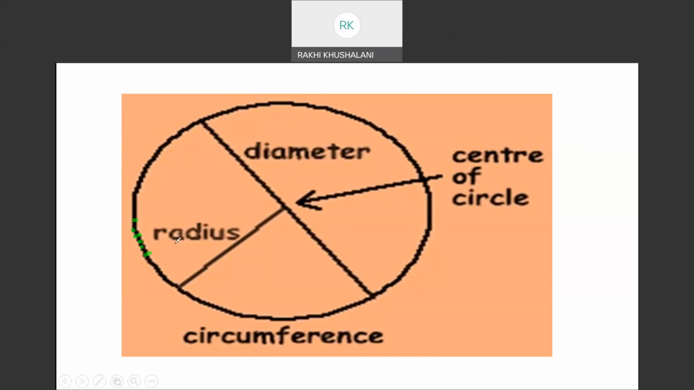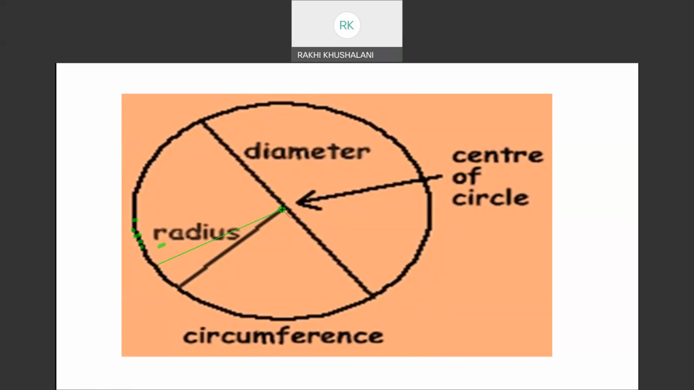Please read my words properly. The distance from the center of the circle to any point on the edge is always going to be the same, and this distance is called the radius of the circle.